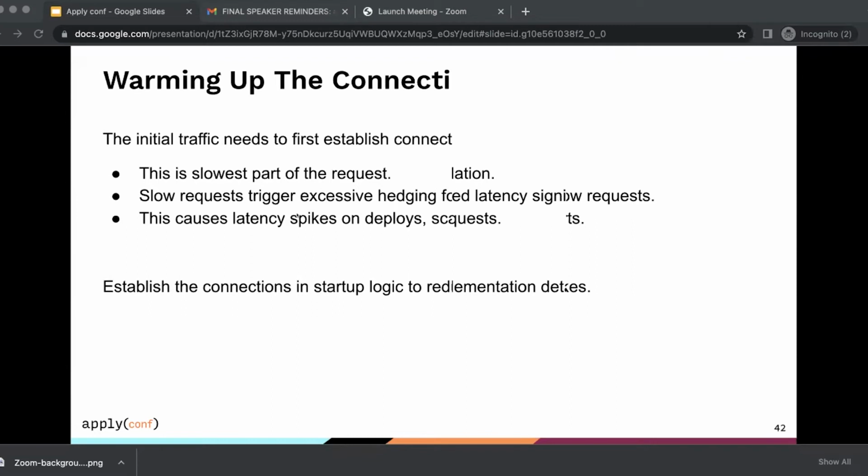And for us, these slow requests are triggering hedging, which would be significant at first, so it actually slows everything down even more. So the thing we just had to do was establish all these connections early on in the process, particularly during startup. That way, when the service receives the actual traffic, we don't have to do that. So the key takeaway is that warming up is really helpful to improve stability for your latency.